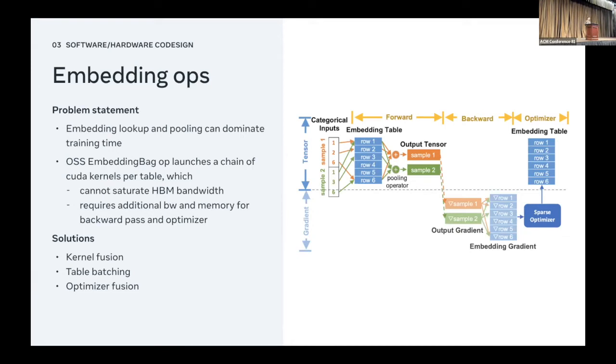And the reason is that the PyTorch embedding bag operator isn't all that efficient. It basically launches a chain of CUDA kernels per table, which, first, cannot saturate HBM bandwidth. Second, it requires additional memory trips to do the backward pass and optimizer update.